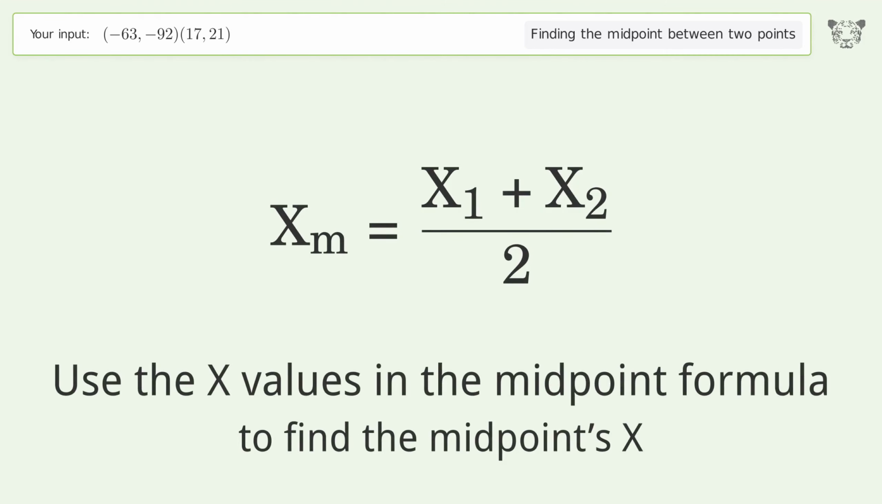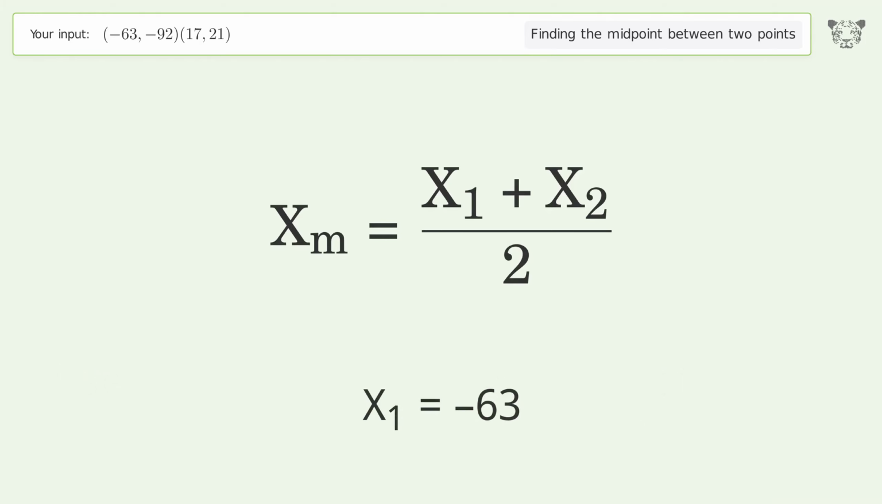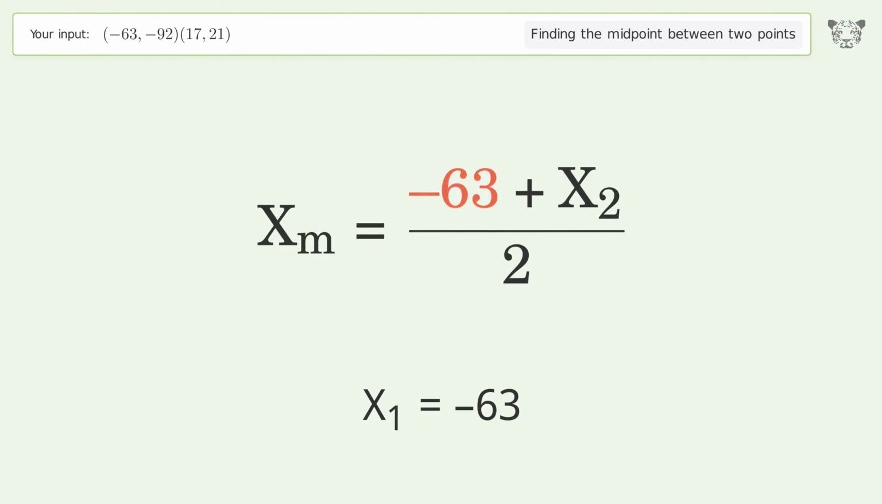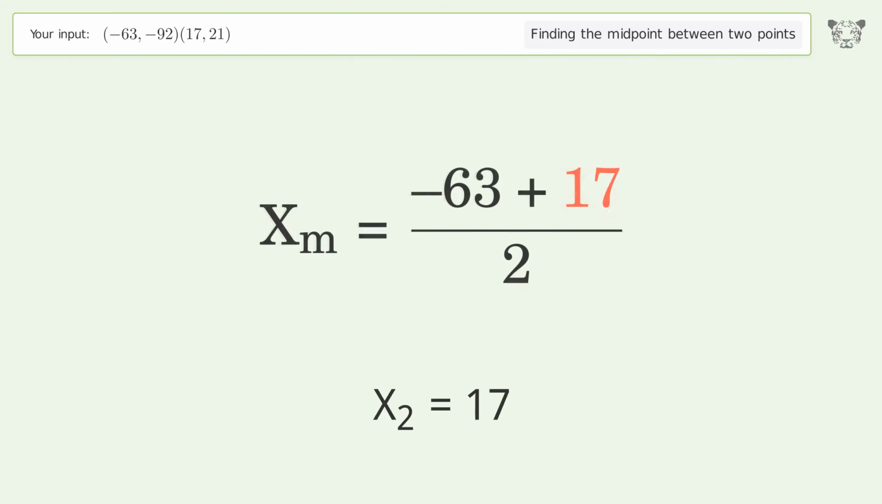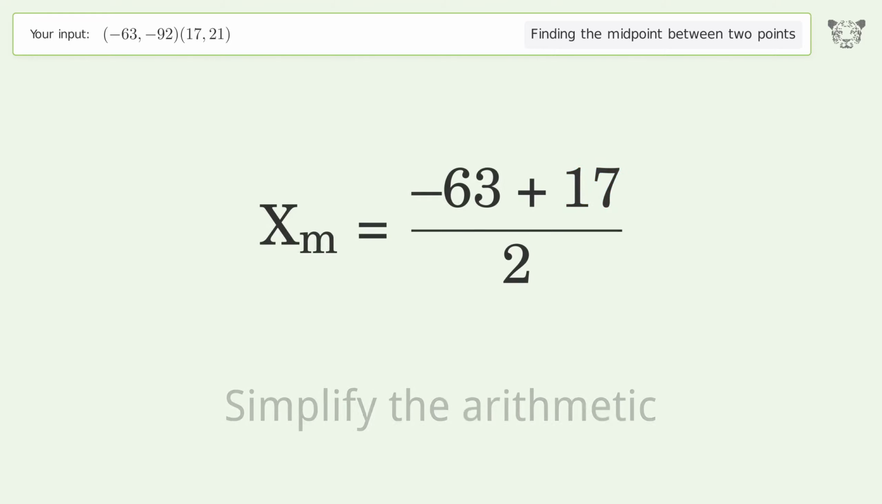Use the x values in the midpoint formula to find the midpoint's x. x1 equals -63. x2 equals 17. Simplify the arithmetic.